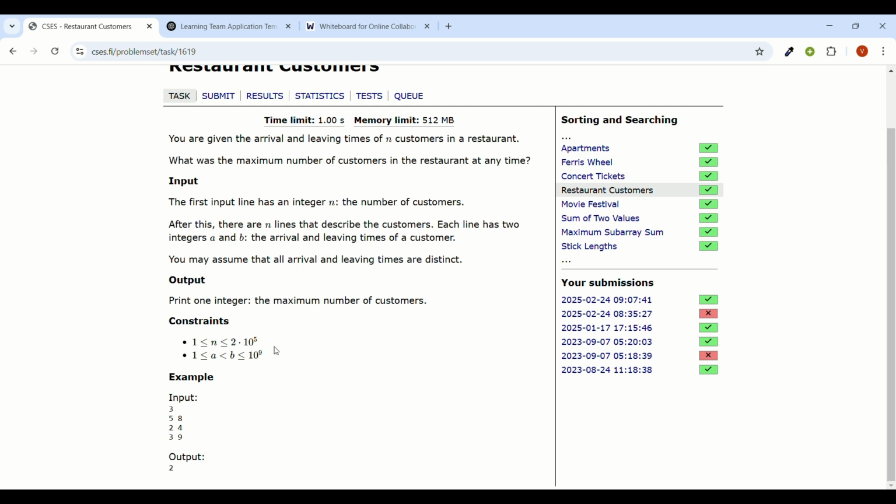Constraints are n is greater than or equal to 1 but less than or equal to 2 times 10 raised to power 5. Basically, our solution should be n log n in the worst case. Then a is greater than or equal to 1 but less than b, while b is greater than a and less than or equal to 10 raised to power 9. Then we are given a sample case.